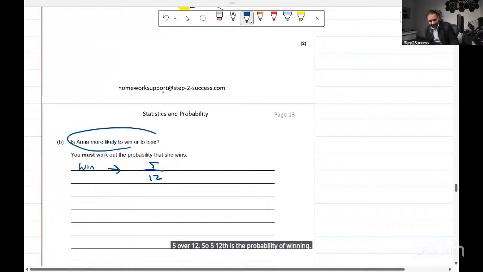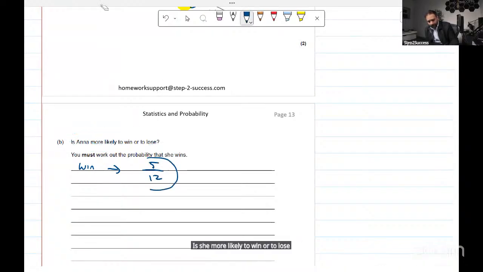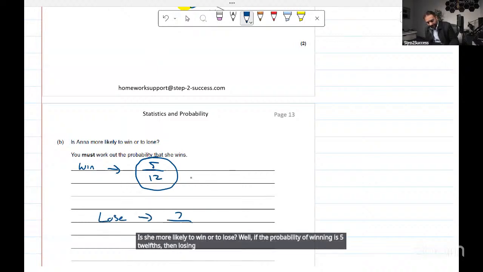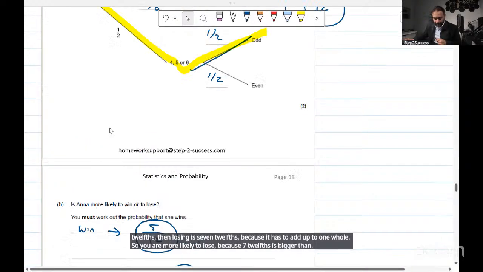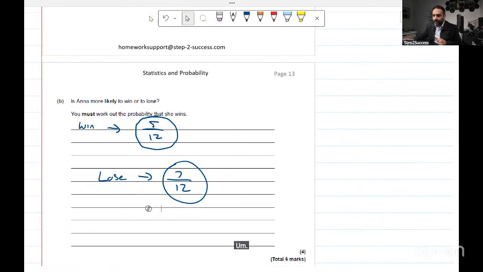Is she more likely to win or to lose? Well, if the probability of winning is 5/12ths, then losing is 7/12ths because it has to add up to one whole. So you are more likely to lose because 7/12ths is bigger than 5/12ths.